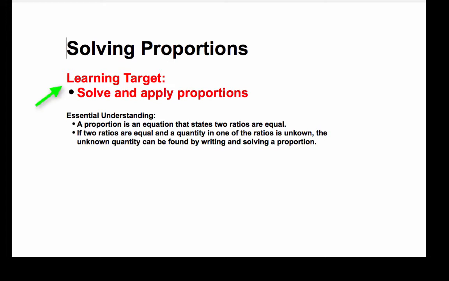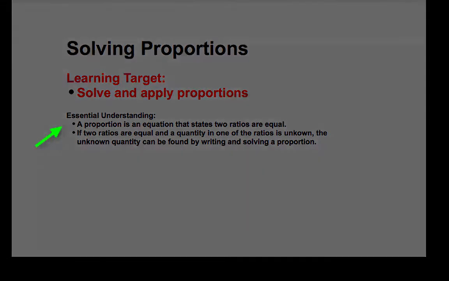Our learning target for the lesson is we want to be able to solve and apply proportions. Essential understanding for the lesson is a proportion is an equation that states two ratios are equal. Also, if two ratios are equal and a quantity in one of the ratios is unknown, the unknown quantity can be found by writing and solving a proportion.